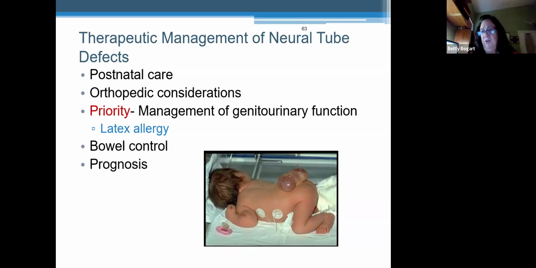Now, these children are going to have decreased sensation in their lower extremities. Many of them are not going to walk, but they are alert. Okay. They're alert and oriented.